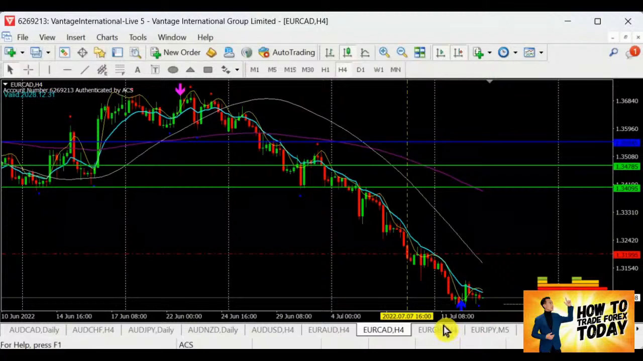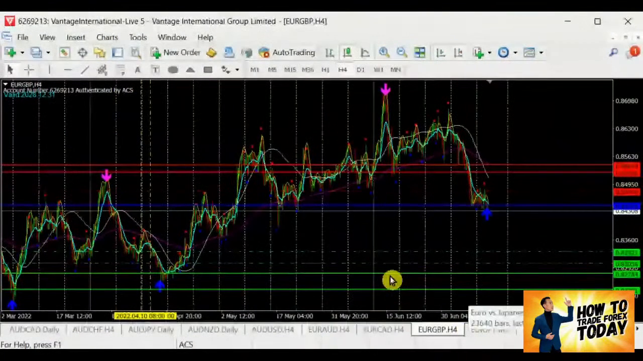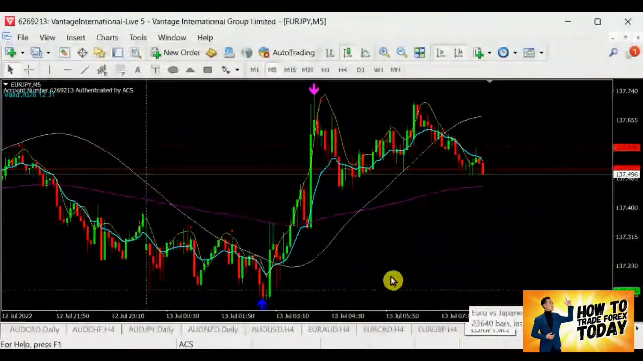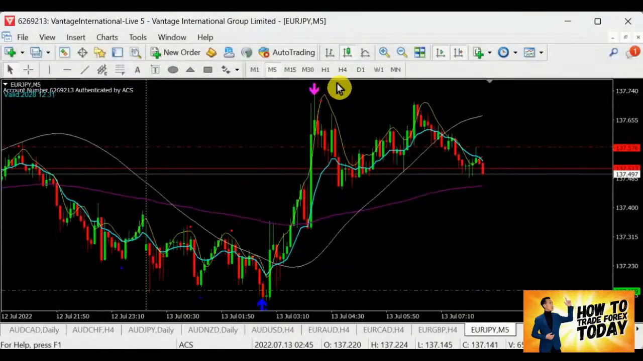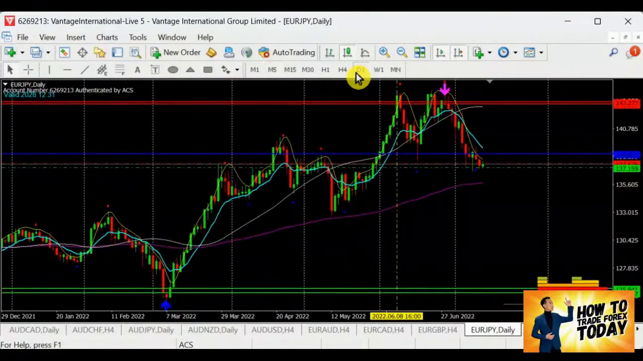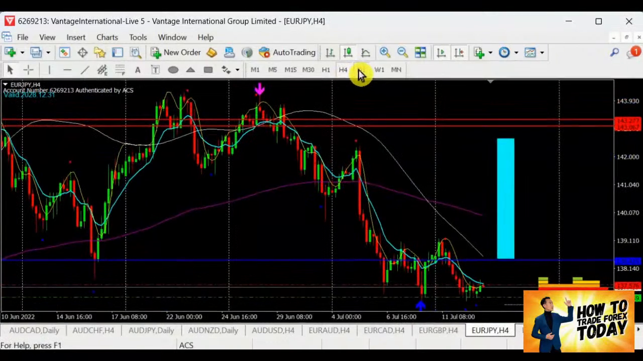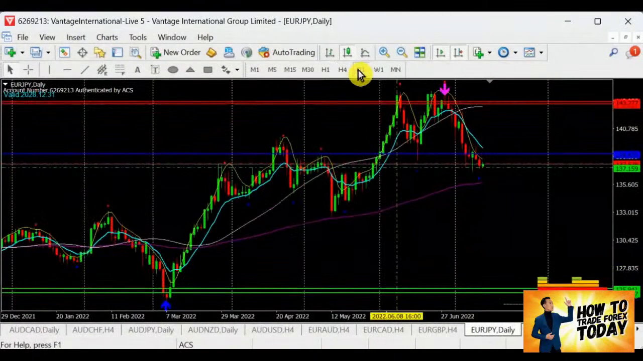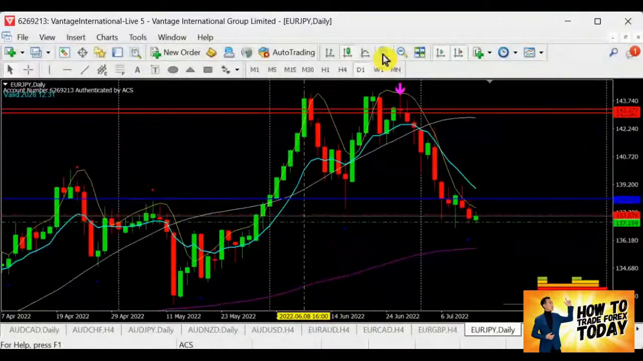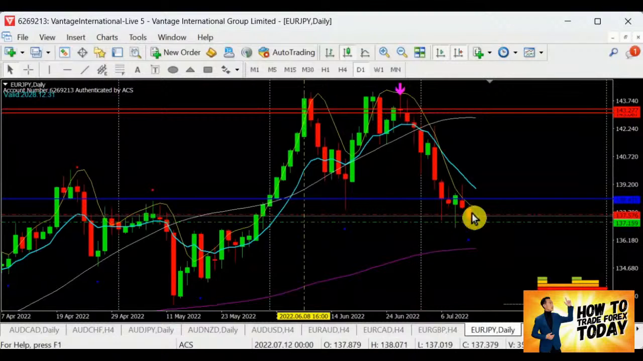So Euro pound. Once again, I'm going to skip this for a while. At this point, Euro yen. Euro yen, will that be a good chance for us to sell today? Let's take a look. Euro yen over here, as we can see, currently we are into the bear, selling.